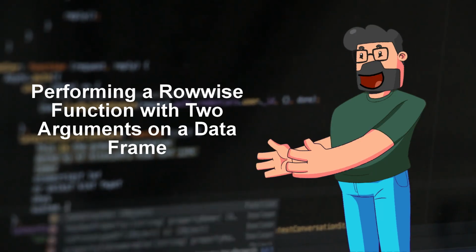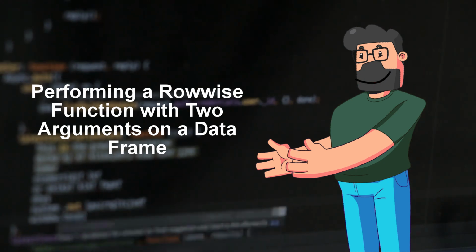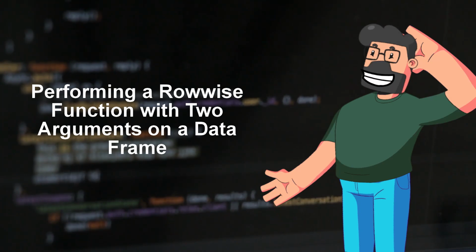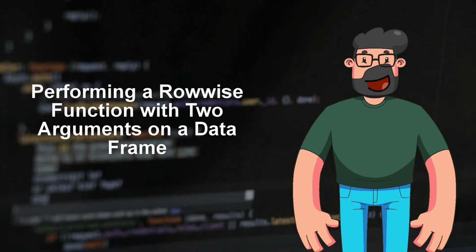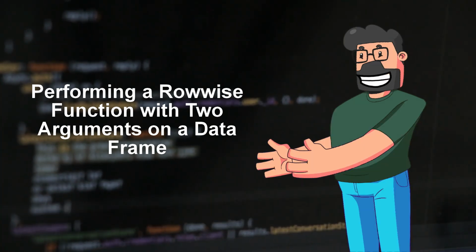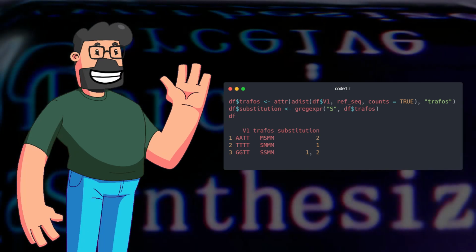The problem revolves around comparing reference and query sequences to identify mismatch positions. In this case, we have a reference sequence, ADT, and a data frame with query sequences. We want to find the positions where each query sequence differs from the reference. Now, let's talk about the solution to this problem.